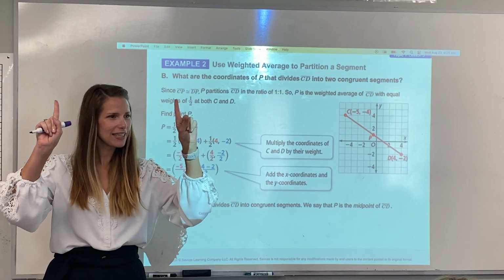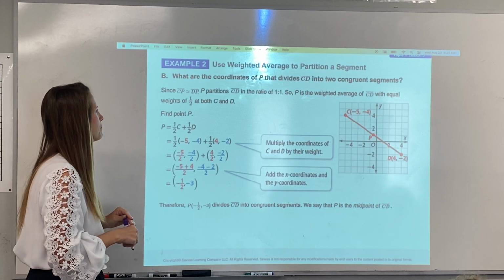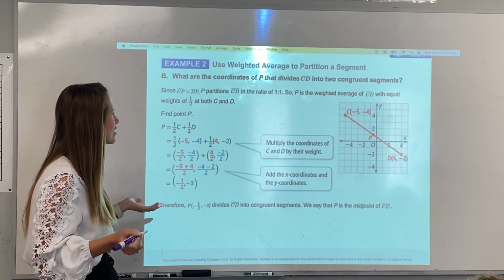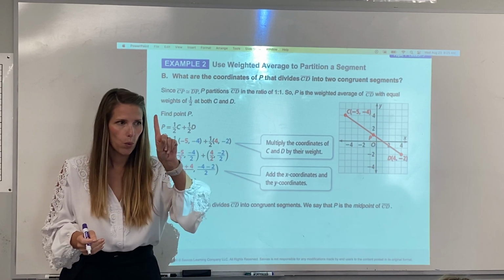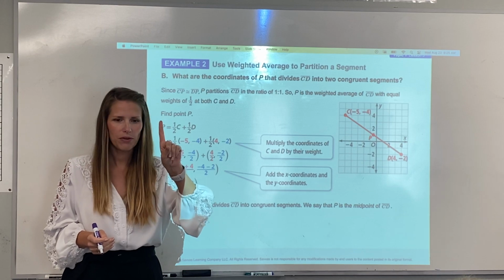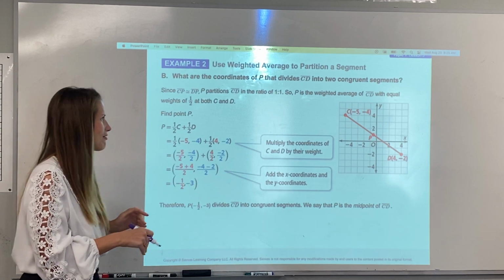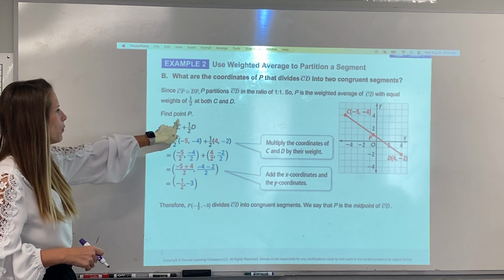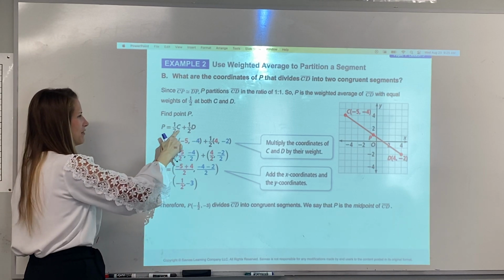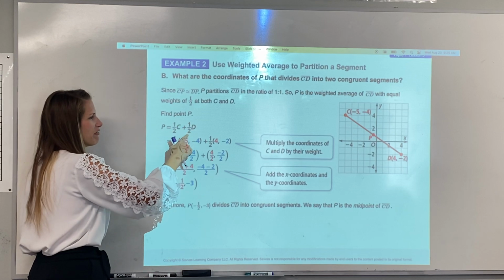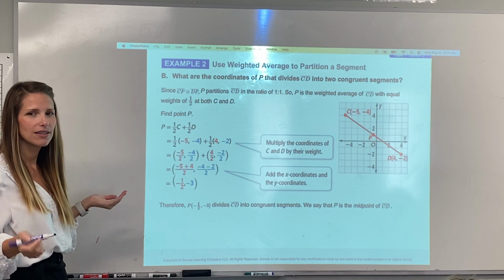That's not really weighted, is it? It's just the average, right? It's just the midpoint. So the weights are both half, because remember, the entire weight has to equal 1 whole, right? So if they're equal weights, then you've got half and half, and we like those, right? Find point P. Look how nice and easy this is. Half of point C plus half of point D, then all we have to do is sing it.